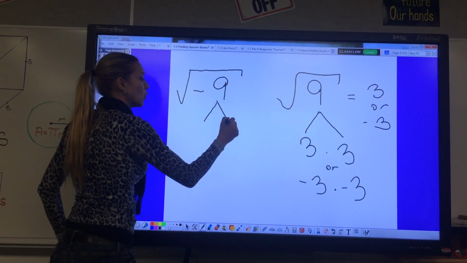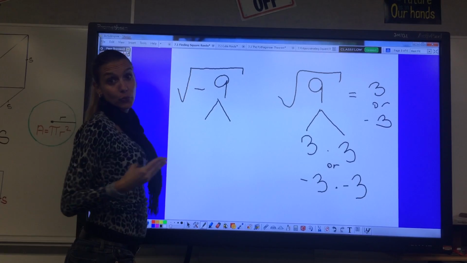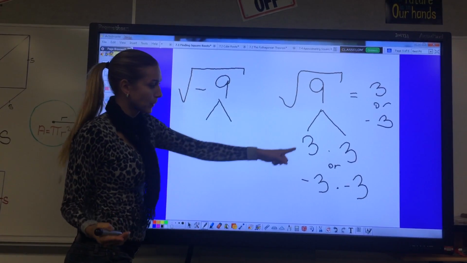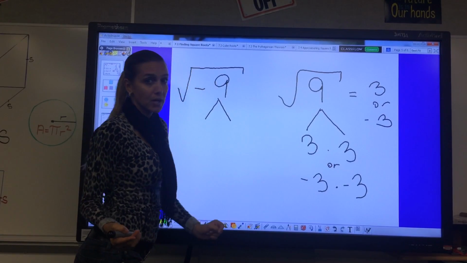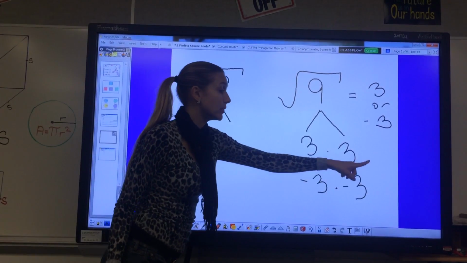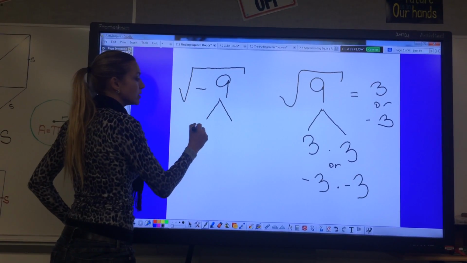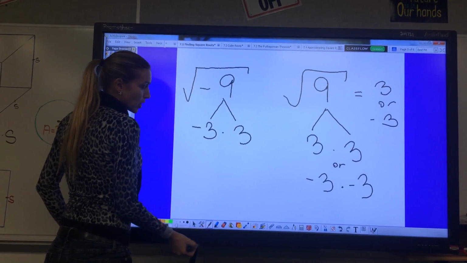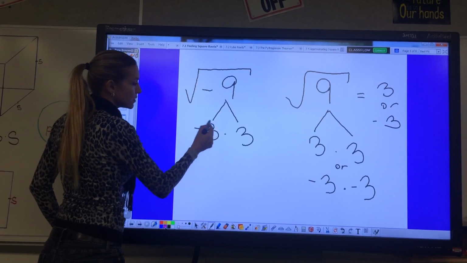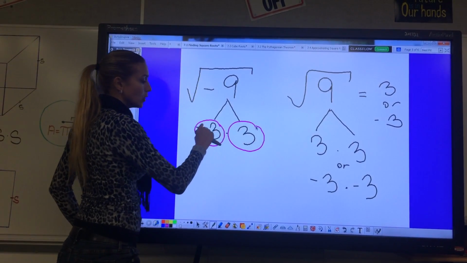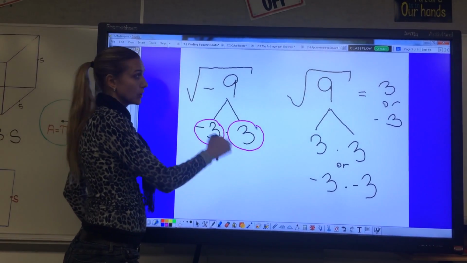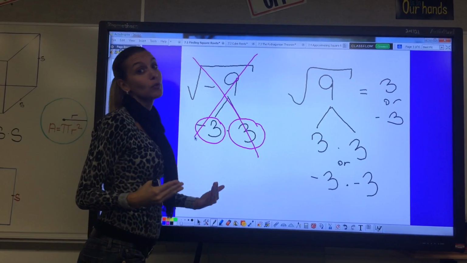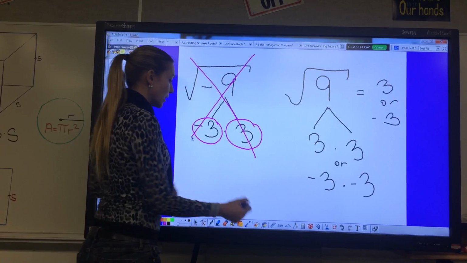In here, negative 9. Well, let's see. What number multiplied by itself will give me negative 9? Well, I don't think there is any. Positive times positive equals positive. Negative times negative equals positive. The only way to do that would be, let's say, negative 3 times positive 3. But the problem is, these two numbers are not identical. One is positive and one is negative. And here, you cannot solve this. This is unsolvable. You will get an error.